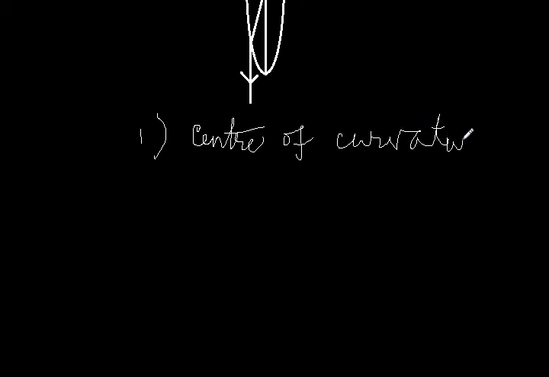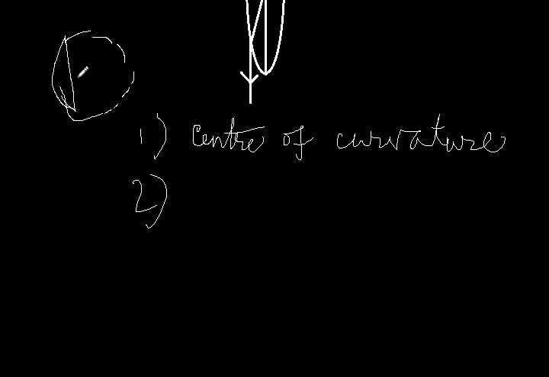So what we have learned: number one, we have learned the definition of center of curvature. How many centers of curvature are there? There are two centers of curvature because a lens has two spherical surfaces. A question may be asked: if there is only one spherical surface and one plane surface, say this is a spherical surface and one plane surface, no conflict. In this case, we will get one center of curvature.